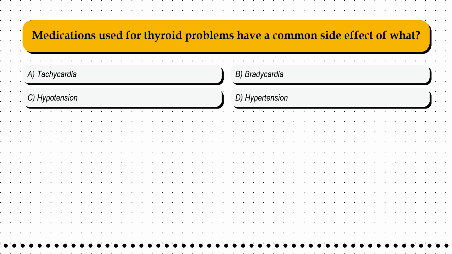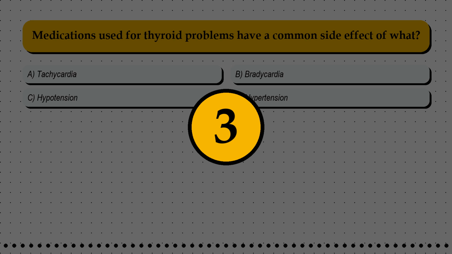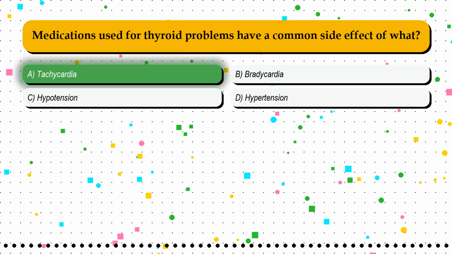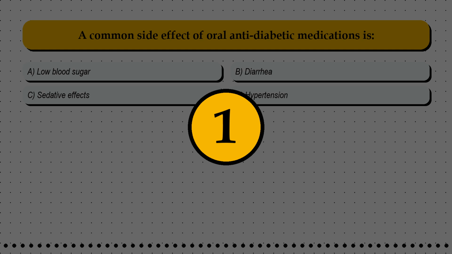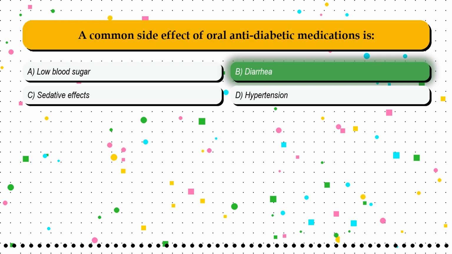Question 363. Medications used for thyroid problems have a common side effect of what? Option A, tachycardia. Option B, bradycardia. Option C, hypotension. Option D, hypertension. The correct answer is option A, tachycardia. Question 364. A common side effect of oral antidiabetic medications is: Option A, low blood sugar. Option B, diarrhea. Option C, sedative effects. Option D, hypertension. The correct answer is option B, diarrhea.